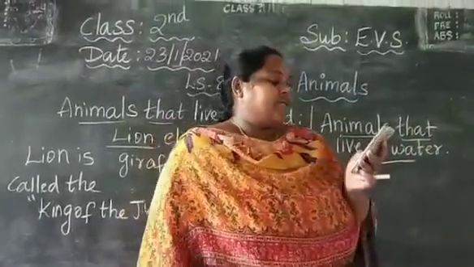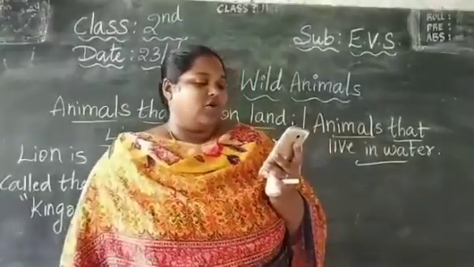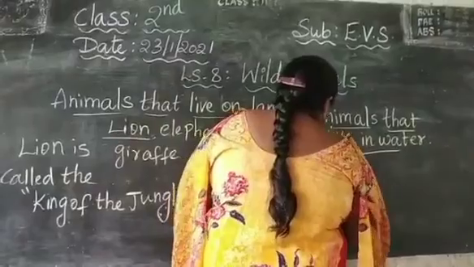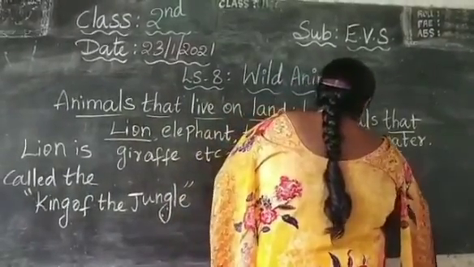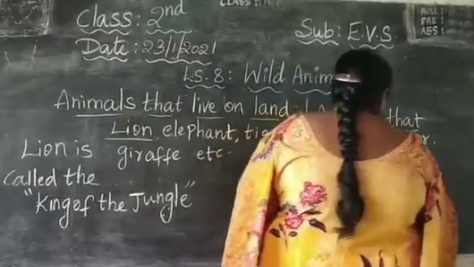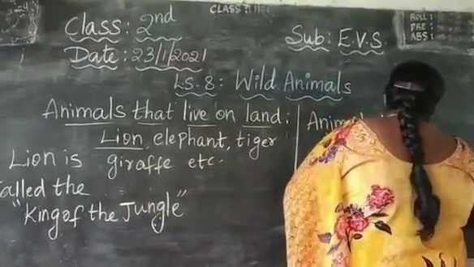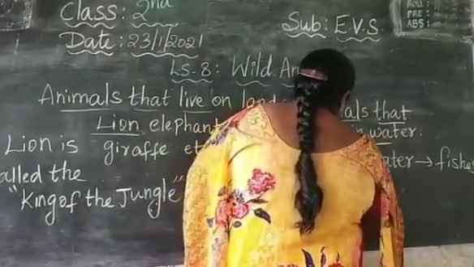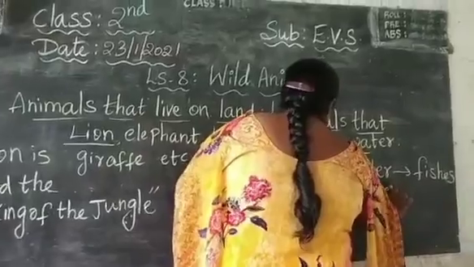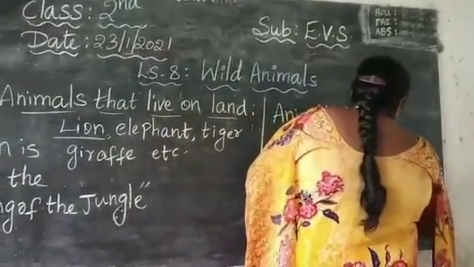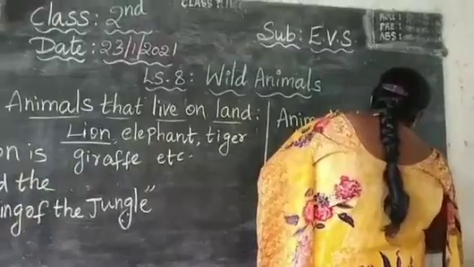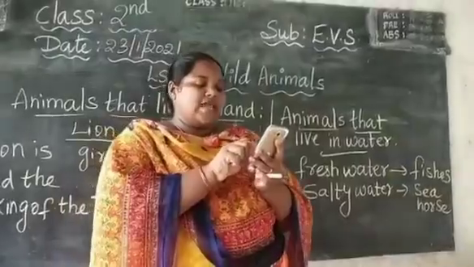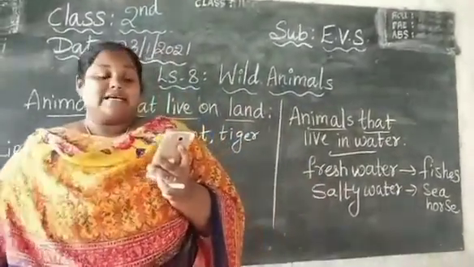Some animals live in fresh water like fishes, and some live in salty water like the seahorse. In fresh water, fishes will live. And in salty water, that is in seas and oceans, we can see the seahorse. It looks like a horse, but it can swim.